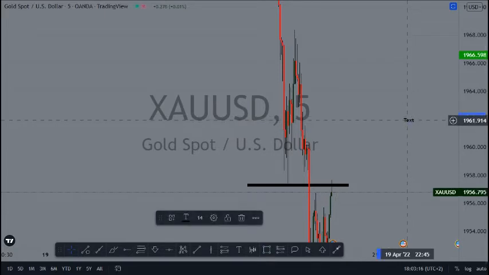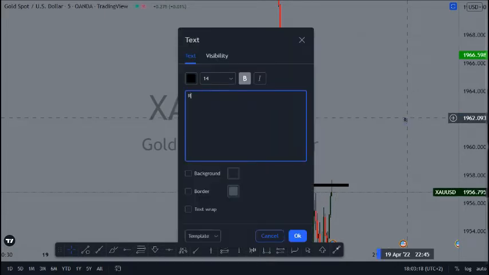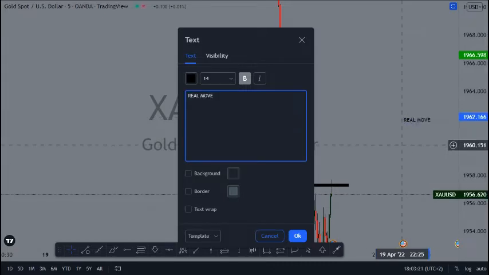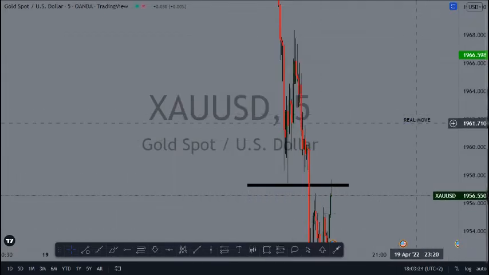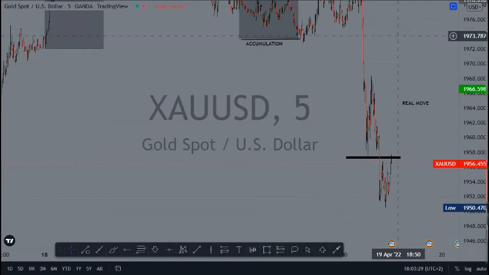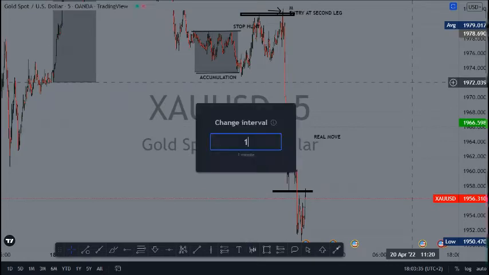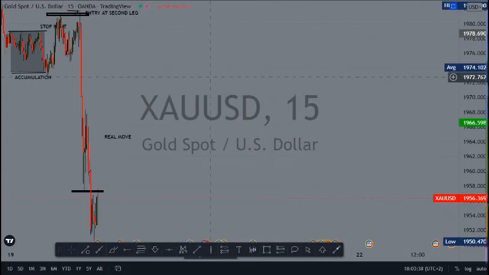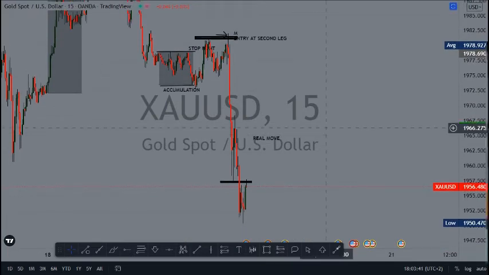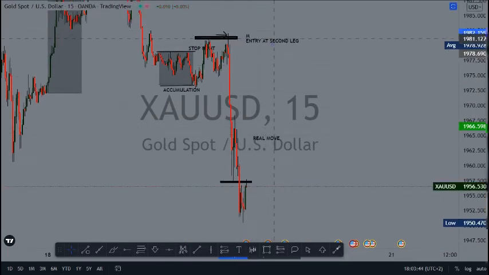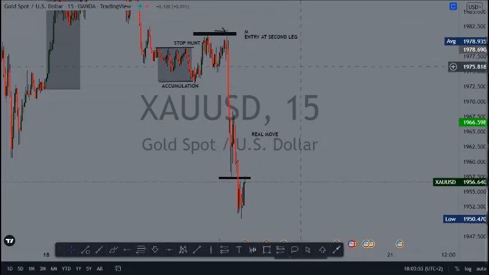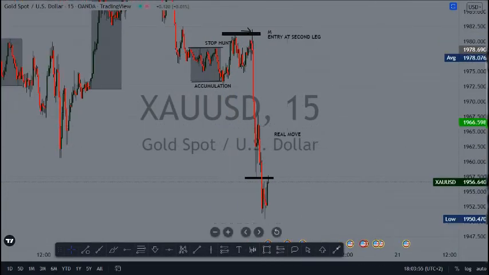This is the real move. It's a real move, so we trade this move. So if we just zoom out this chart, we will be able to see. Let me go into my 15-minute time frame. Let me put it nicely for you, so you can see where we have accumulation, the stop hunt, and the real move.